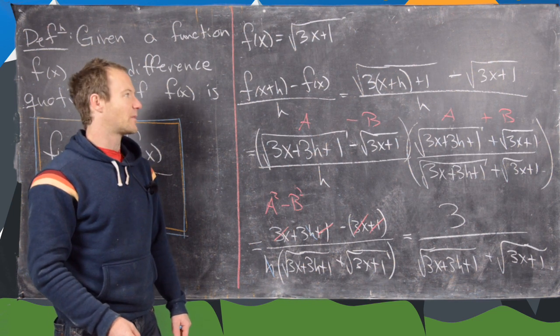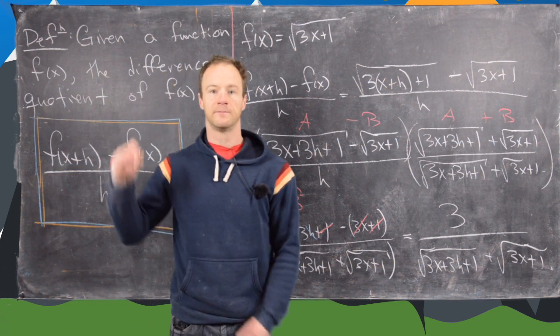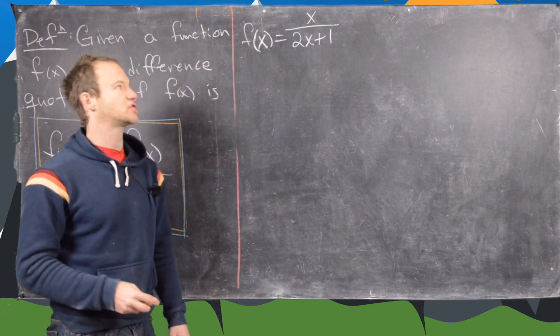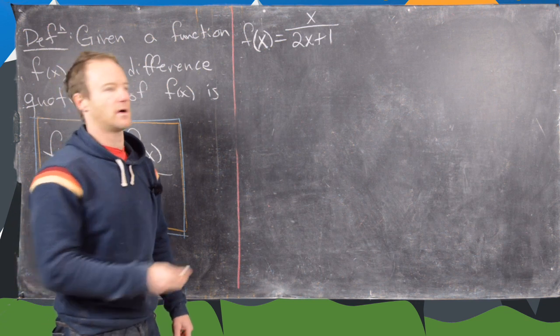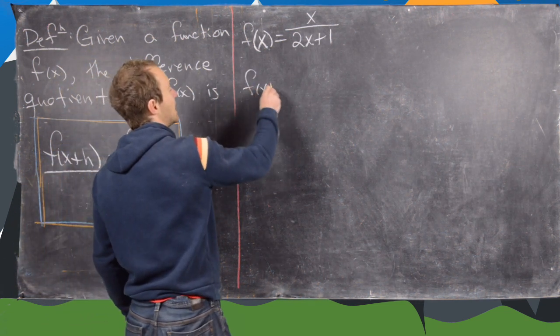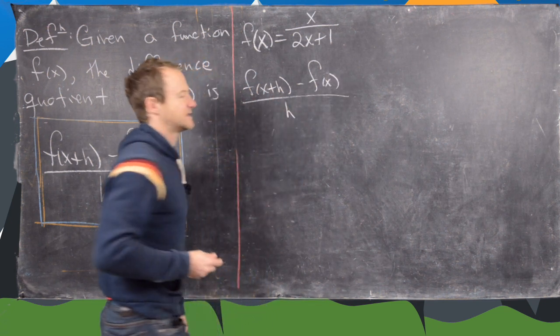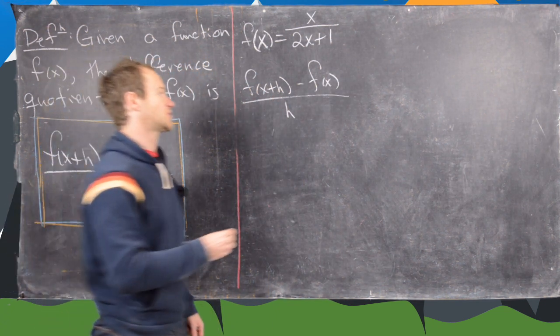Okay, I'm going to clean up the board and then we're going to look at one more example. Okay, so for this next example we're going to look at this rational function x over 2x plus 1. So we'll write down the definition of our difference quotient first. We have f of x plus h minus f of x all over h.